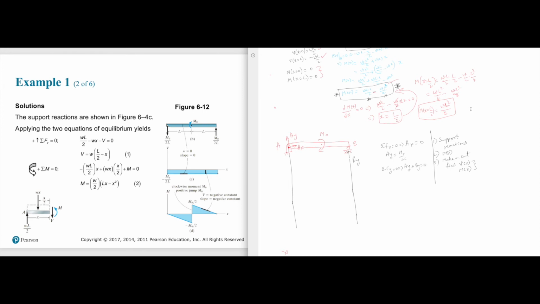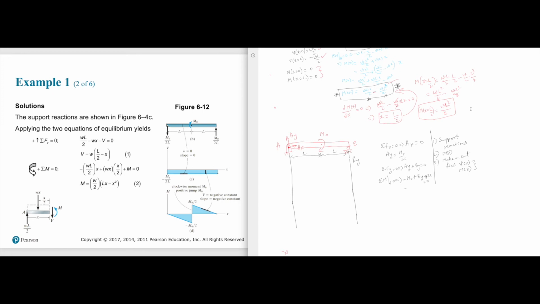Then you apply a sigma moment with respect to A equal to 0. What do you get? M naught going clockwise, so it's a negative. By is going counterclockwise, so it's a positive By times L. Is it L? I think this is given as L and that is given as L. So this is 2L equal to 0.